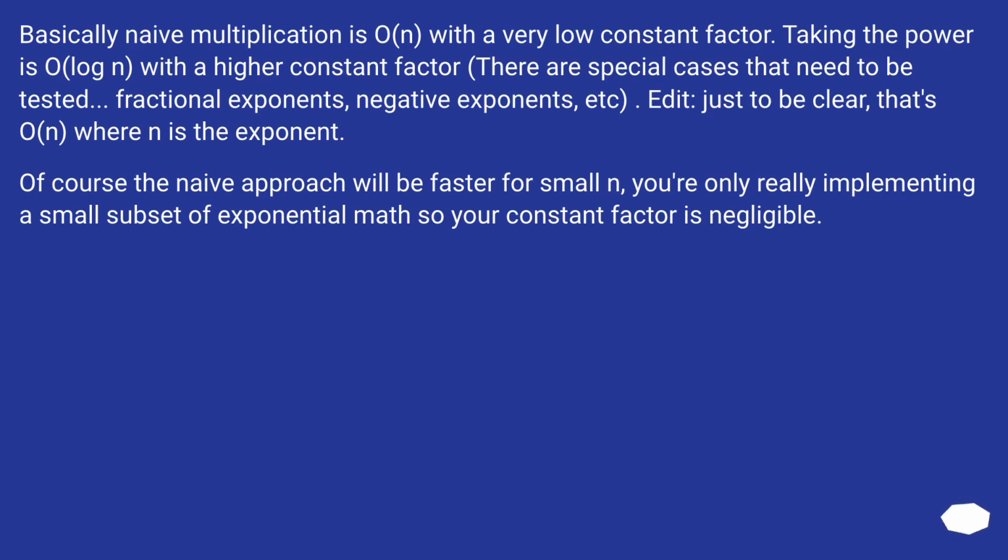Basically, naive multiplication is O(n) with a very low constant factor. Taking the power is O(log n), with a higher constant factor. There are special cases that need to be tested. Fractional exponents, negative exponents, etc. Edit. Just to be clear, that's O(n) where n is the exponent. Of course, the naive approach will be faster for small n. You're only really implementing a small subset of exponential math, so your constant factor is negligible.